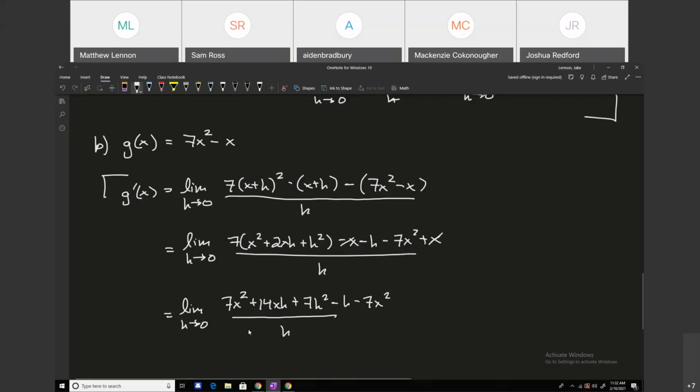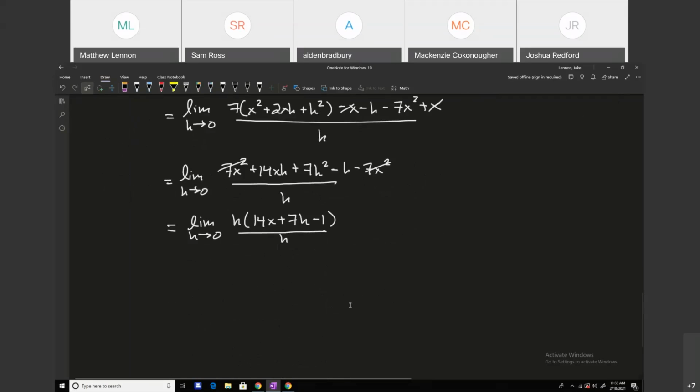So your 7x squared at the beginning cancels with the minus 7x squared. So these cross off. Then you can factor out the h as we did in the previous example. So we'll have h times 14x plus 7h minus 1, divided by h. Now the pesky h in the denominator that causes the problems, that one is canceled out. And you can plug in 0 for the remaining h, right? So you have 14x plus 7 times 0 minus 1, which is just 14x minus 1, which is your derivative.